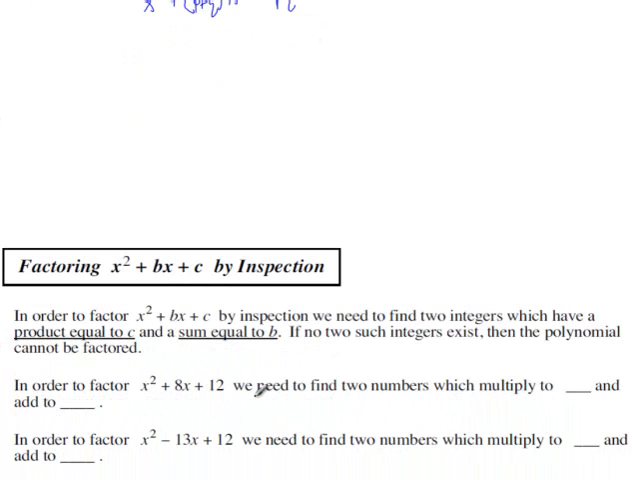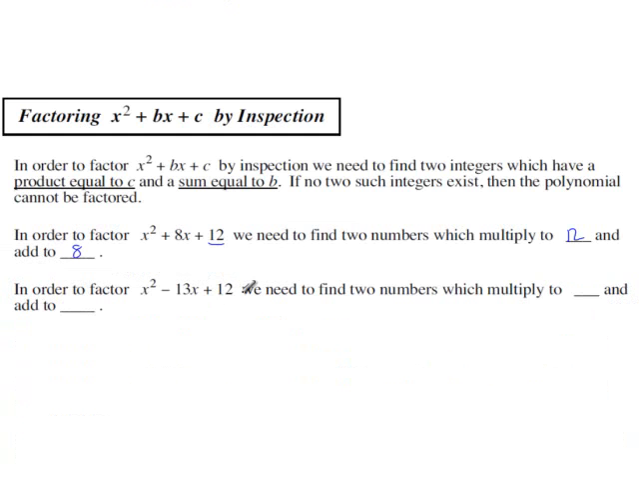So filling in this, if you're factoring x squared plus 8x plus 12, you need to find two numbers that multiply to get the number term here. So two numbers that multiply to get 12, and add to get 8, your x coefficient. If you have x squared minus 13x plus 12, you need to multiply to get your number term again, so you need to multiply to get 12. And you have to have two numbers that add to get negative 13. The sign makes a difference, include the sign.